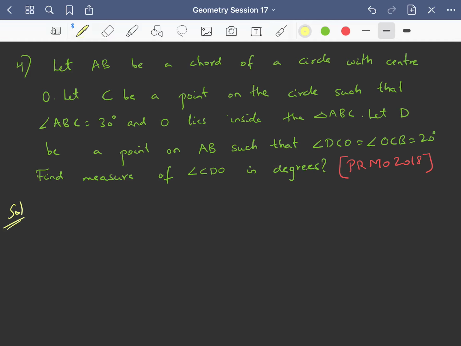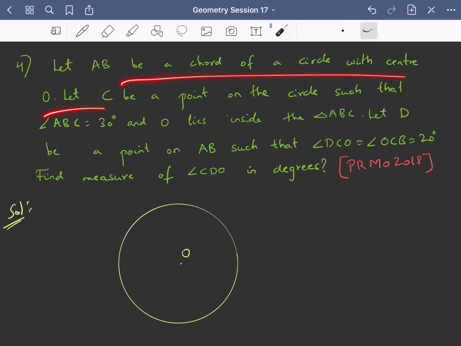Yes, so let us try to solve this problem. First of all, there is a circle, right? There is a circle in which ABC is a triangle. I mean, the circle is the circumcircle of triangle ABC. So let us draw a circle first with center O. AB is a chord of a circle with center O. So let us draw the chord AB. Fine. So this is the chord AB of the circle.